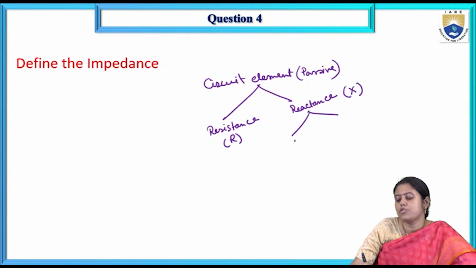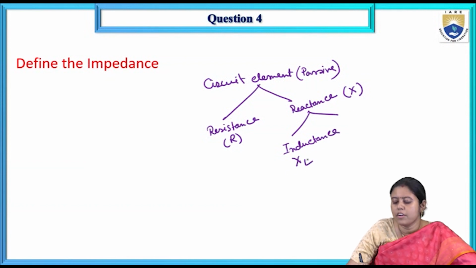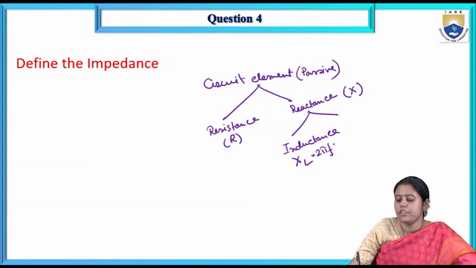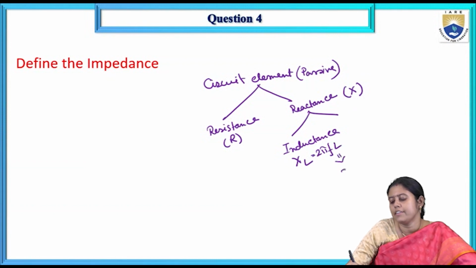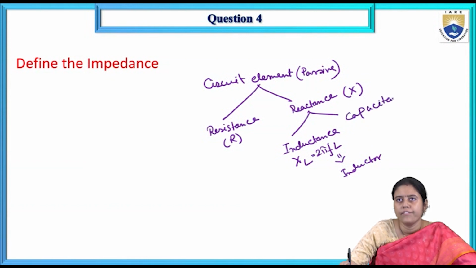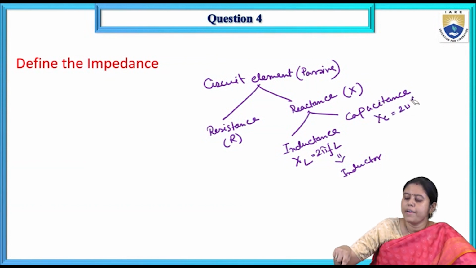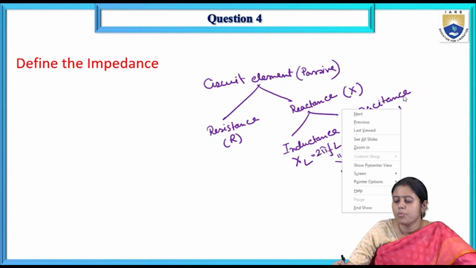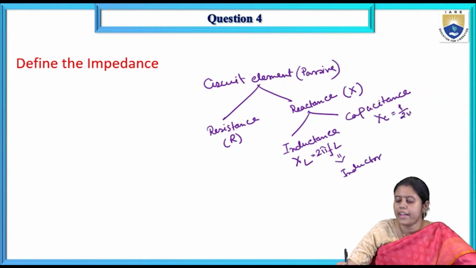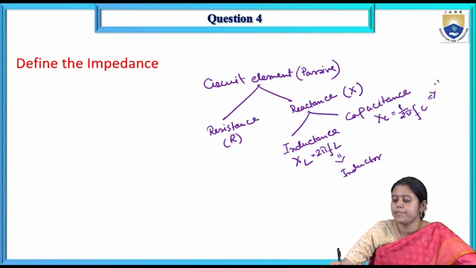Again, reactance is of two parts. One is inductive reactance. What is it? XL, which is equal to 2 pi F into L, where L is the inductor. And another one is capacitive reactance. We write it as XC, and it is 1 by 2 pi FC. Already we have discussed this in our previous slide, where C is the capacitor.